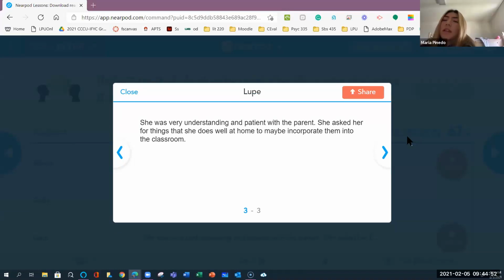She was very understanding of the parents' time, and she was patient with her, and then she asked her things that she does a lot at home to maybe try to help and incorporate them into the classroom. Understanding is a key word too, because she's trying to understand where the kid is coming from. She's trying to understand where the parent is coming from.